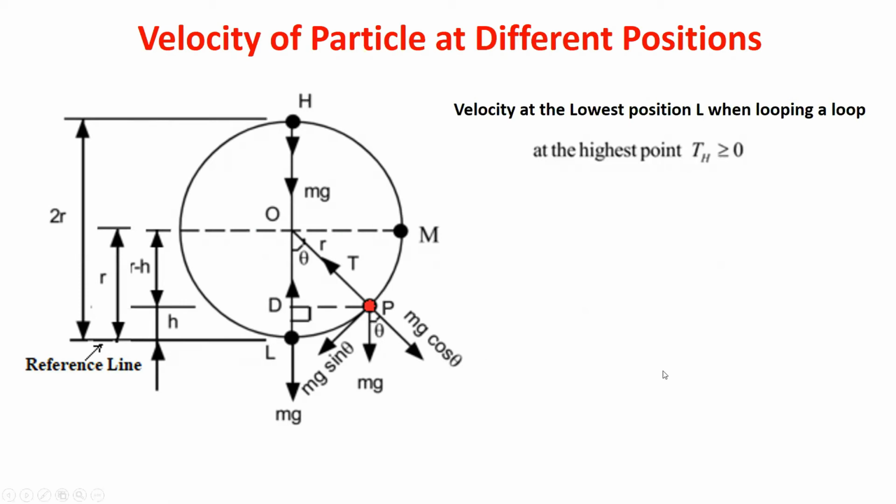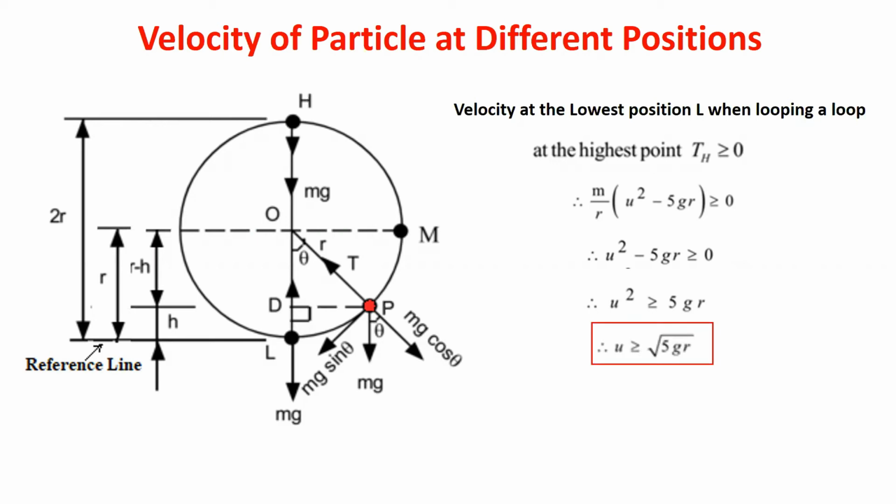At the highest point, the tension Th is always greater than or equal to 0. So it is m by r bracket u square minus 5gr bracket greater than or equal to 0. That is, u square minus 5gr greater than or equal to 0. That is, u square is greater than or equal to 5gr, or we can say u is greater than or equal to root of 5gr. Or simply we can say the minimum velocity at the lowermost point should be root of 5gr.